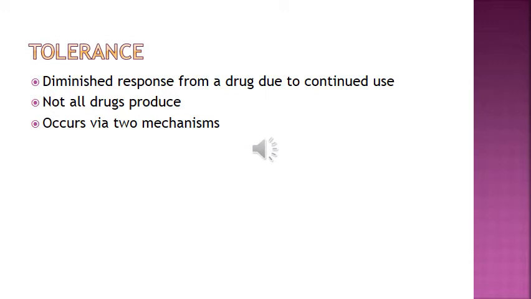The idea of tolerance to a drug is another response that could happen, and what this basically is a diminished response from a drug due to continued use. So it's basically from constantly utilizing the drug, your body develops a way to kind of limit the effects you can get from it. A couple things to point out: not all drugs do produce tolerance, and it occurs via two mechanisms, which we're going to discuss on the next slide.